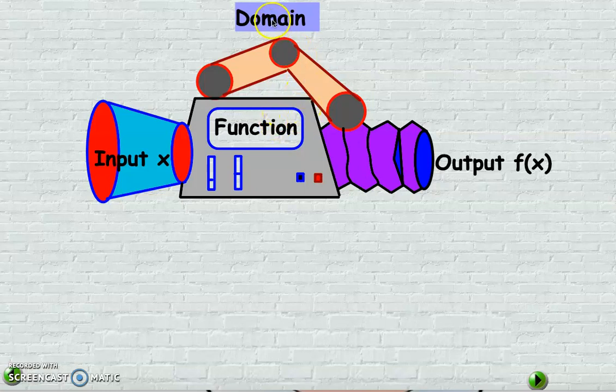In this video, we'll talk about domain of definition, so let's get started. We have said before that a function is a machine that takes input x and produces an output f of x. But what is a domain?